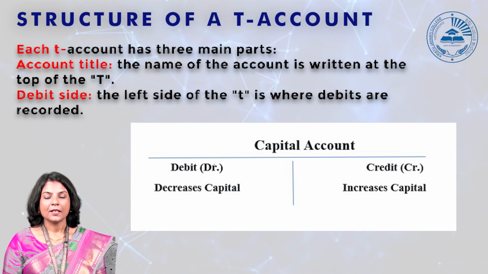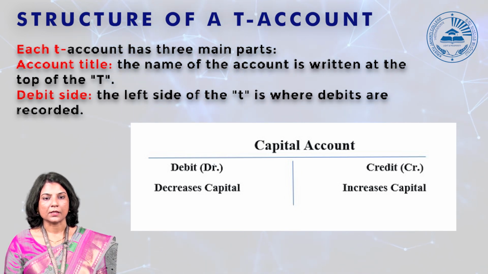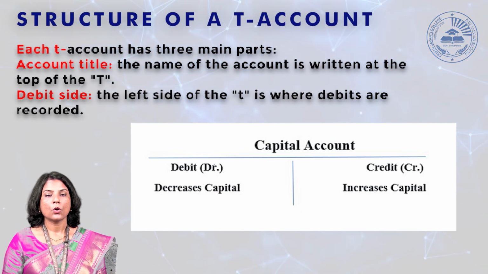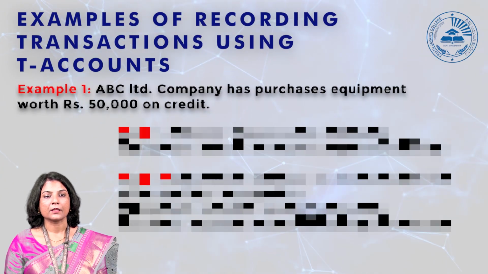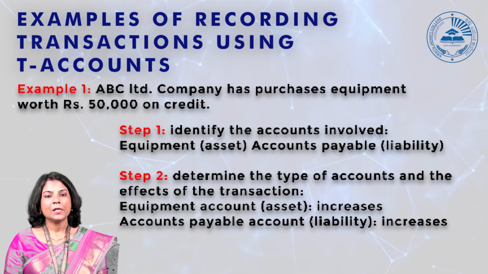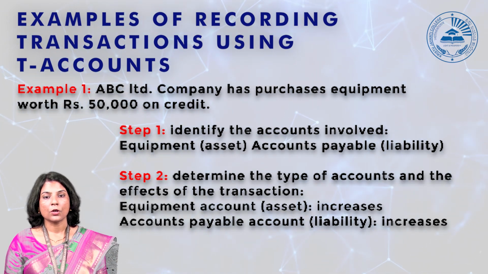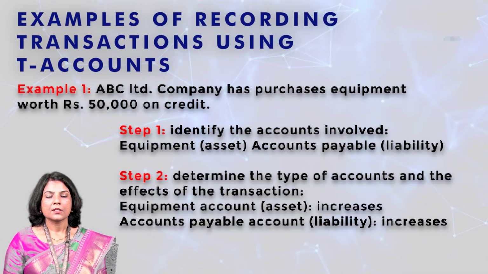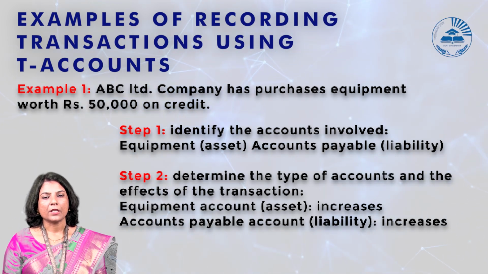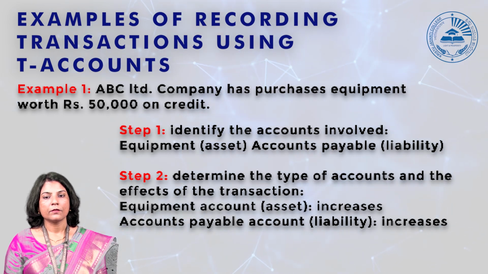Now, I have already discussed how debit and credit impact different account types. If you have gone through all the concepts of how the different types of accounts are impacted, based on that we will be recording. I will be discussing some examples of recording those transactions using T accounts. For example, ABC Limited Company, or any company name you can write, has purchased equipment of rupees 50,000 on credit.